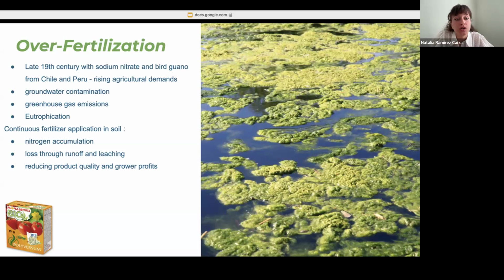But over-fertilization is really bad for the environment. As you all know, it contaminates the groundwater, it produces more greenhouse gas emissions, and it can cause eutrophication. But it is also bad for the crop itself and for the quality of the crop. It can produce an accumulation of nitrogen in different vegetables or fruits. It can also be lost by runoff and leaching, and it can reduce the quality and therefore the grower's profits.